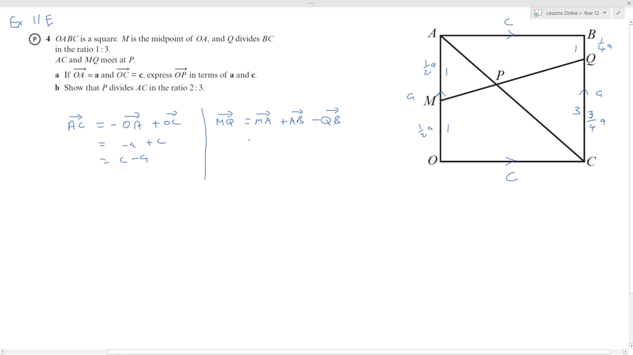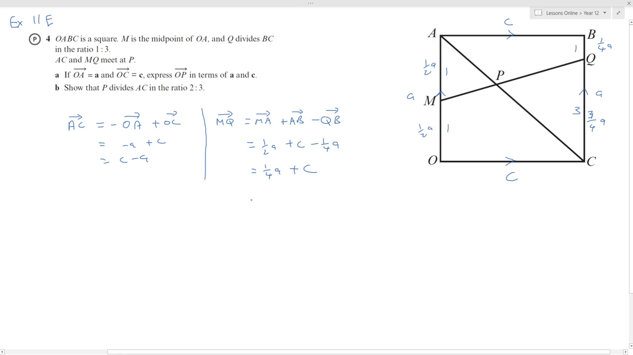Now if we put in what they're given as, MA is half of A, plus AB is given as C, and negative QB, so minus a quarter of A. If I combine the A's, half A take away a quarter of A is a quarter of A, plus C. So those are the lines that are running in the square.